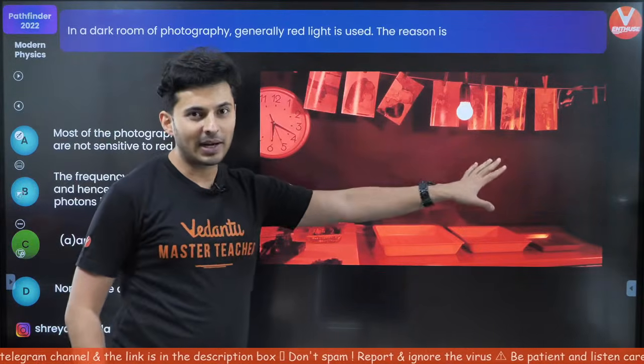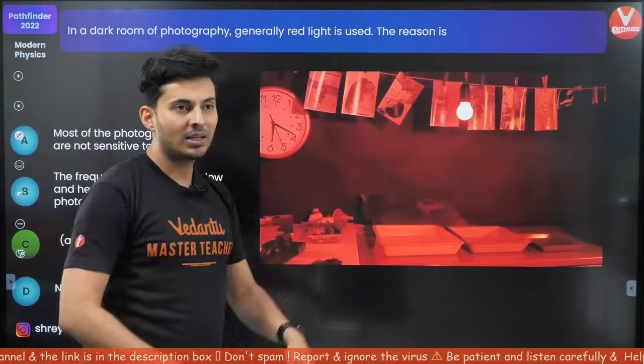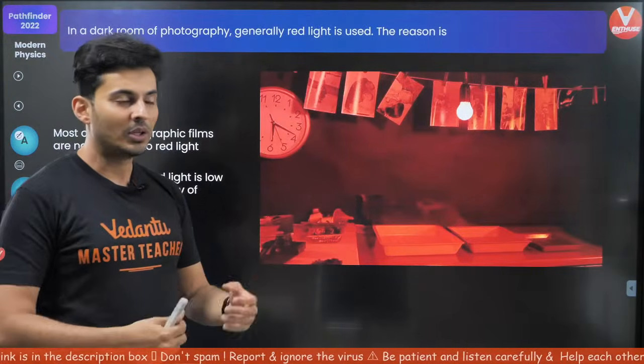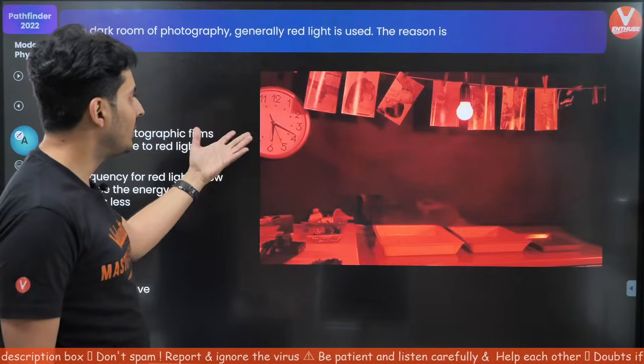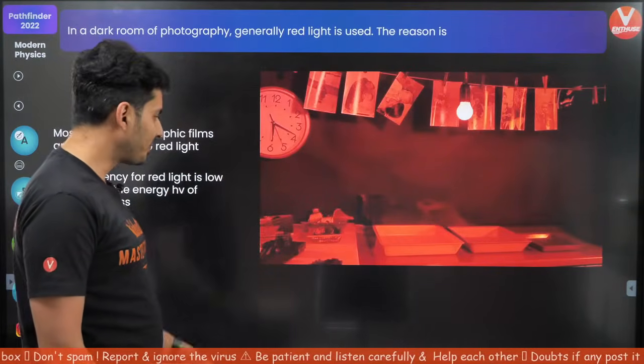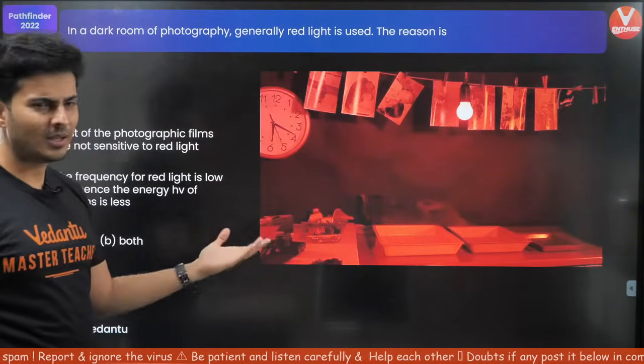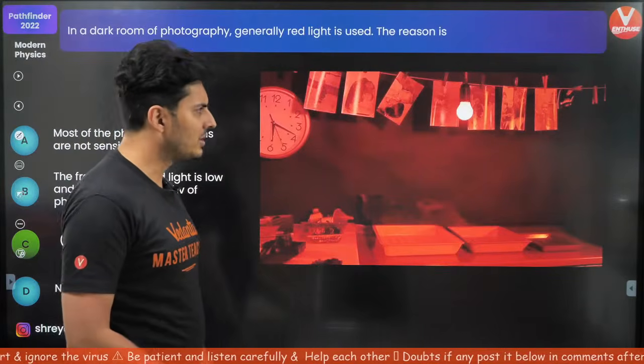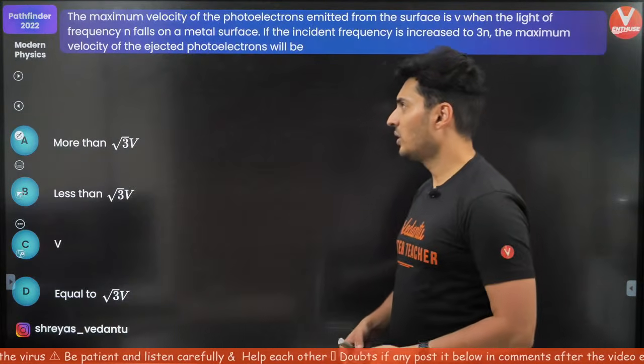These are your photographs, which are dipped in liquids to develop them and make them into a final copy. The negatives are seen over here. I don't know whether you have seen these dark rooms in some movies. Anyways, moving on to the next question.